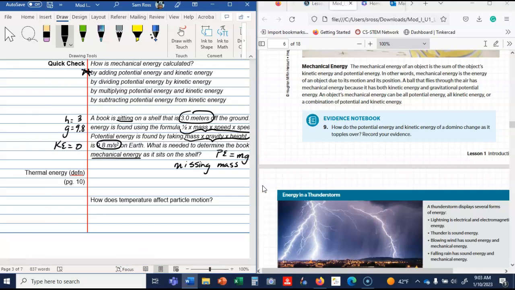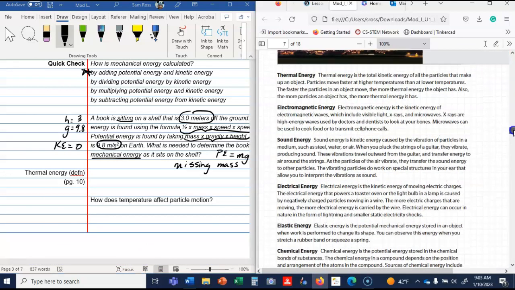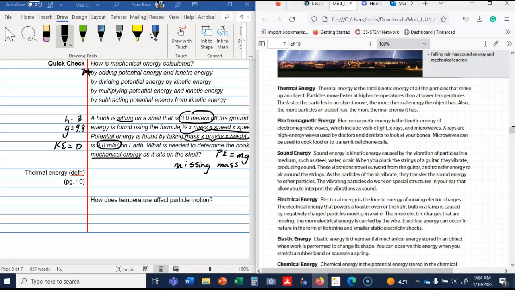Thermal energy is defined on page 10. Let's keep on keeping on. We have all the different types of energy here. This is awesome. Thermal energy, and it's in the very first sentence, is the total kinetic energy of all the particles that make up an object. Thermal energy is the total kinetic energy of all the particles that make up an object.